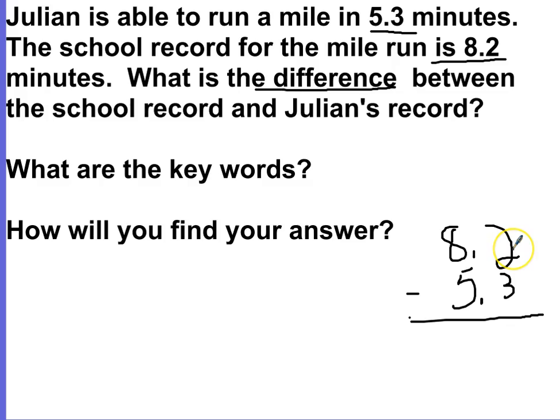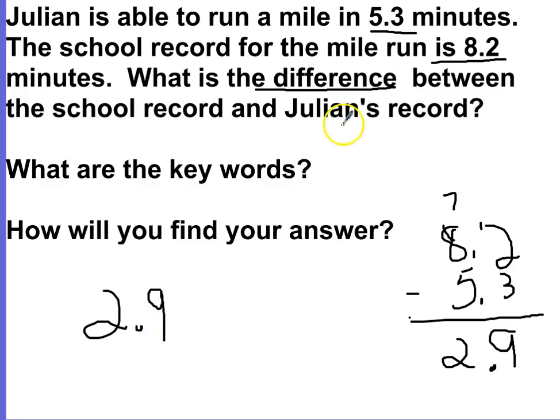Okay, and looking at 2 subtract 3, well, you can't do that. So we're going to be borrowing from the 8, make that a 12, and 12 subtract 3, you would have a 9. Remember, you're going to bring your decimal point down. You now have, because you borrowed 1 from the 8, you now have 7 subtract 5, and that answer is 2. And that 2 and 9/10 is the difference between the school record and Julian's record.